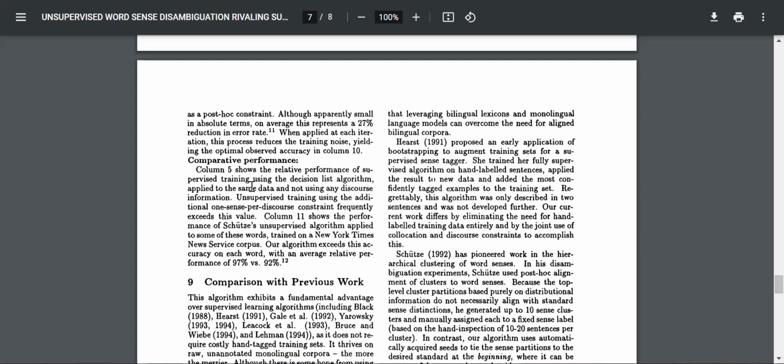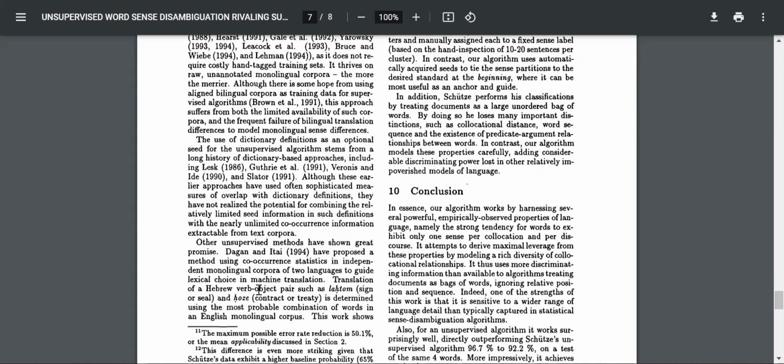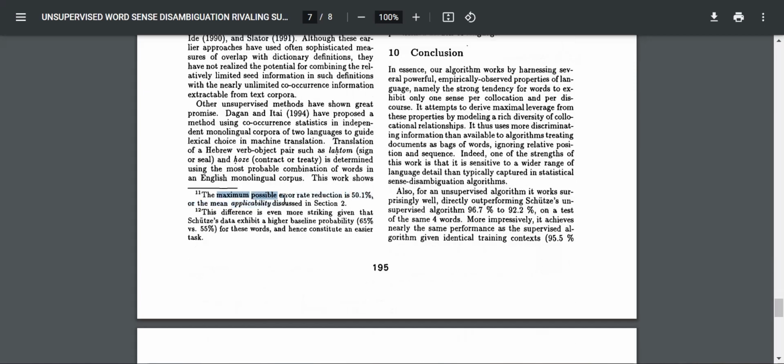Column 11 shows the performance of Schutze's unsupervised algorithm applied to some of the words trained on the New York Times news service corpus. Our algorithm exceeds the accuracy on each word, with an average relative performance of 97% versus 92%. So they're able to beat it by on average 5%. The maximum possible error reduction is 50.1%. The difference is even more striking given Schutze's data exhibits a higher baseline probability for these words and hence constitutes an easier task. Right.